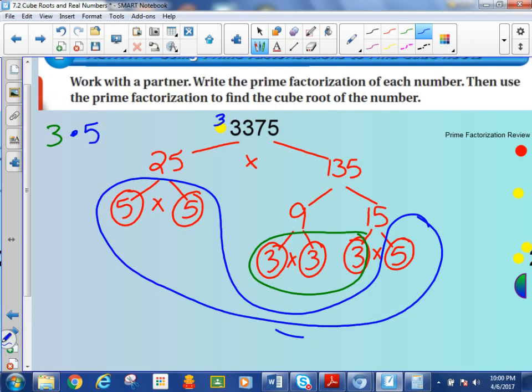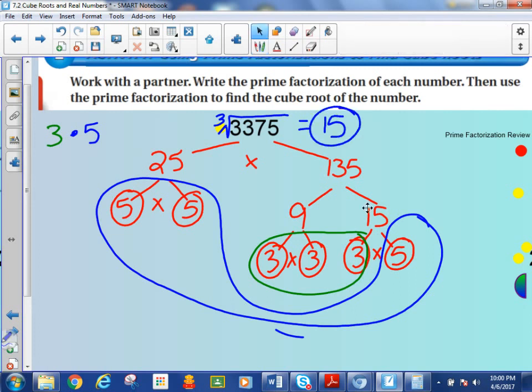So my cubed root of 3,375 equals 15. To check myself on my calculator, I can do 15 times 15 times 15, and it will give me 3,375.